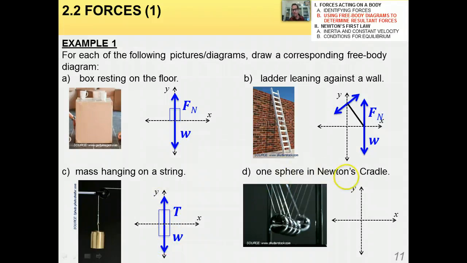And finally, one sphere in a Newton's cradle. I have two strings that are holding up a mass right here at a certain angle. Here's the angle right here. And I'm calling one tension 1 and one tension 2. Notice the symmetry of the situation. You have a vertical line going straight down through the mass. These two angles are the same, and we use symmetry a lot when we're solving free body diagrams and finding net forces on objects.